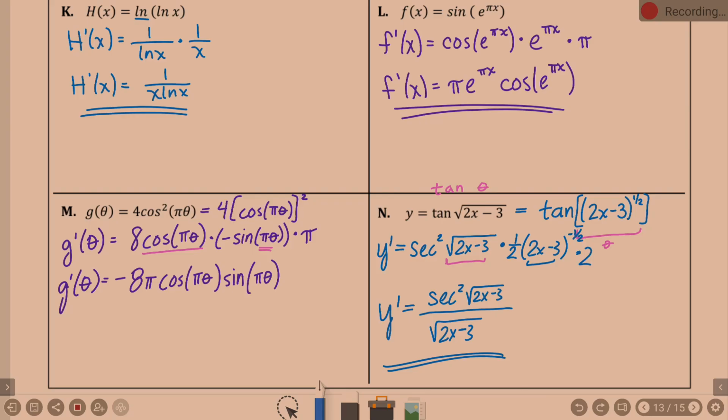Okay, ready for the next page? Next page is, how do we use this chain rule when there are charts or tables, and compositions.